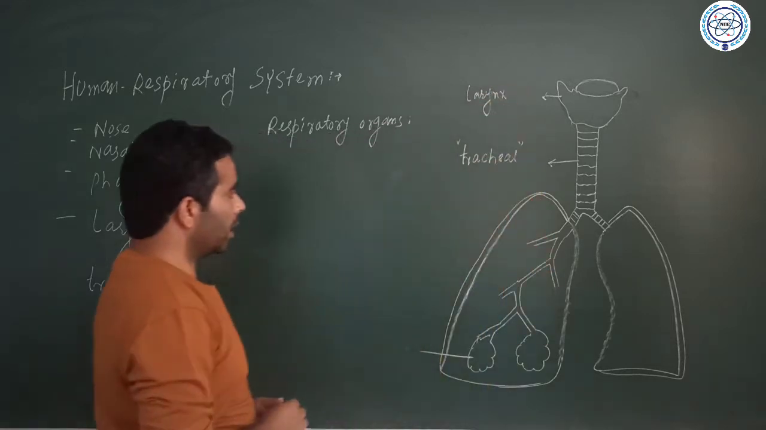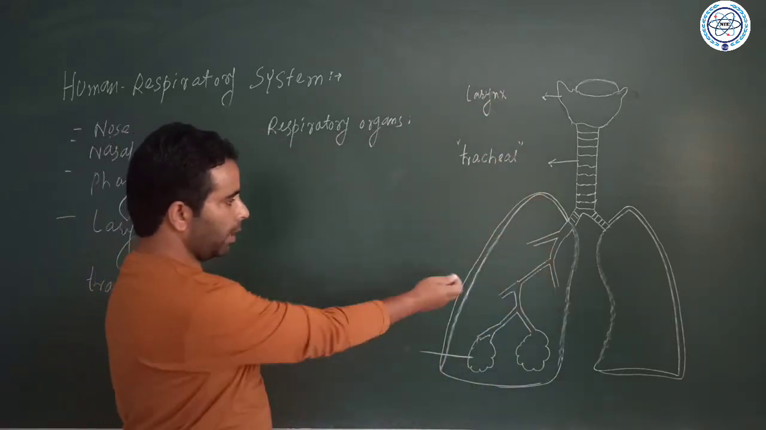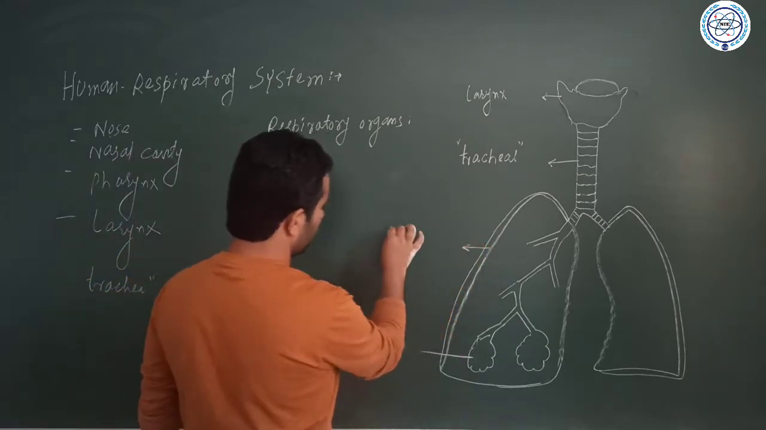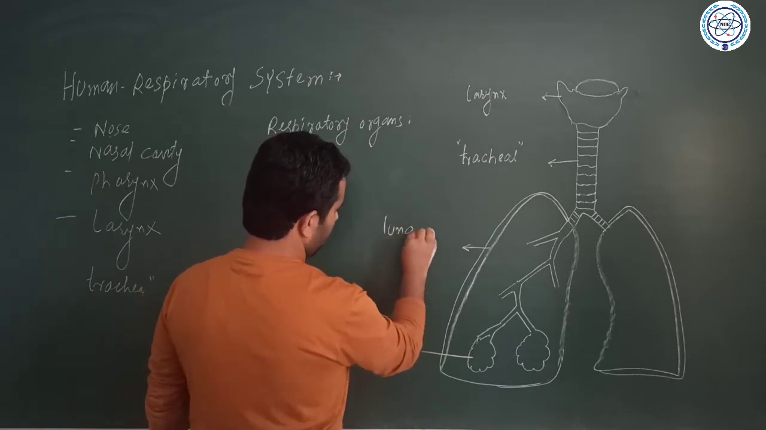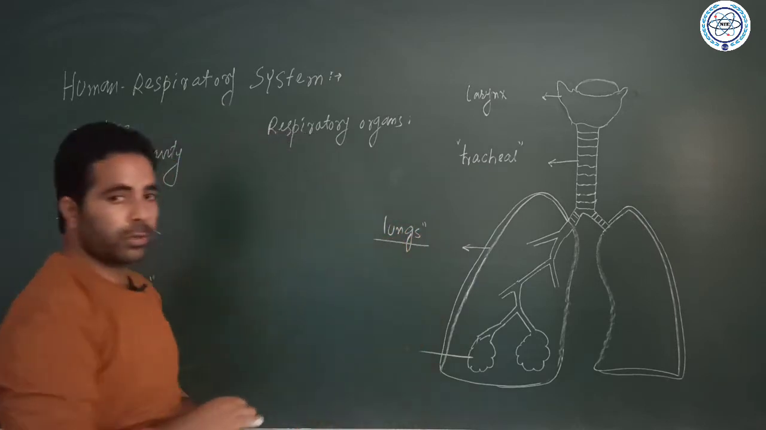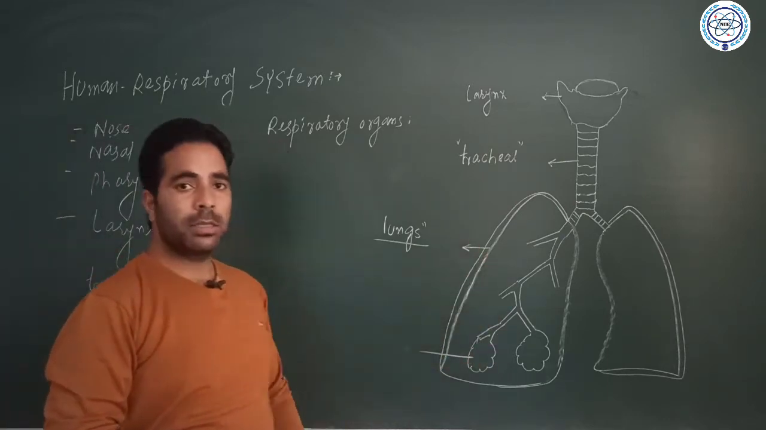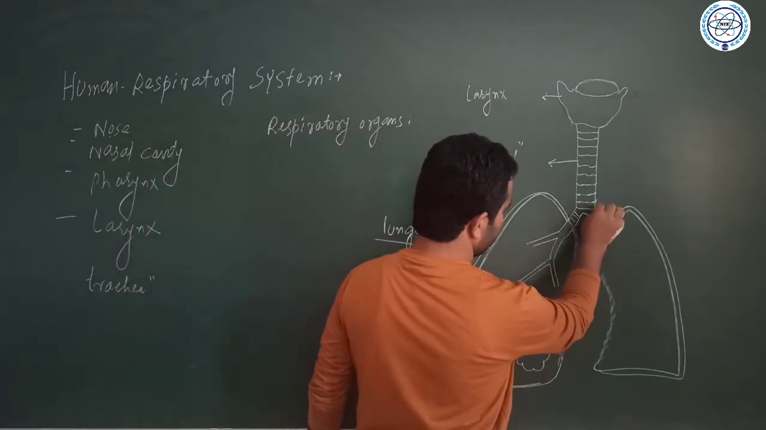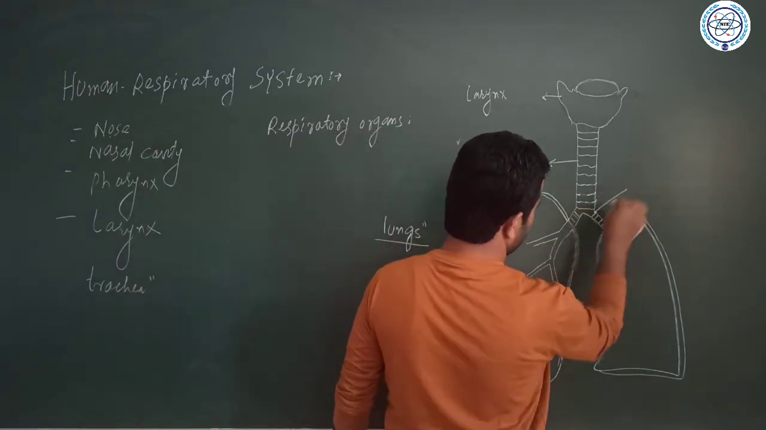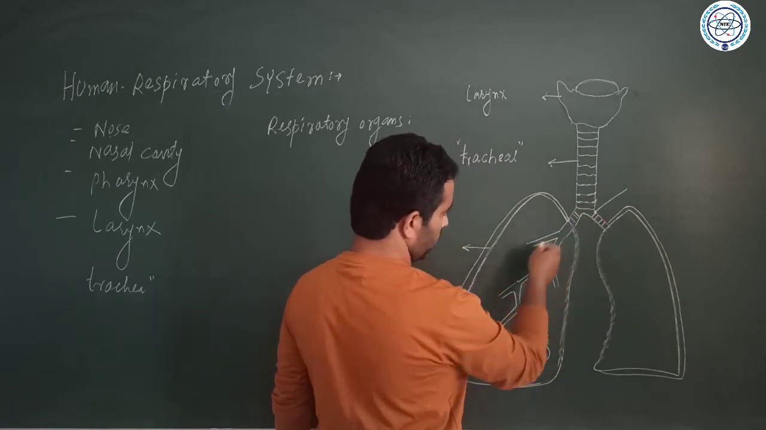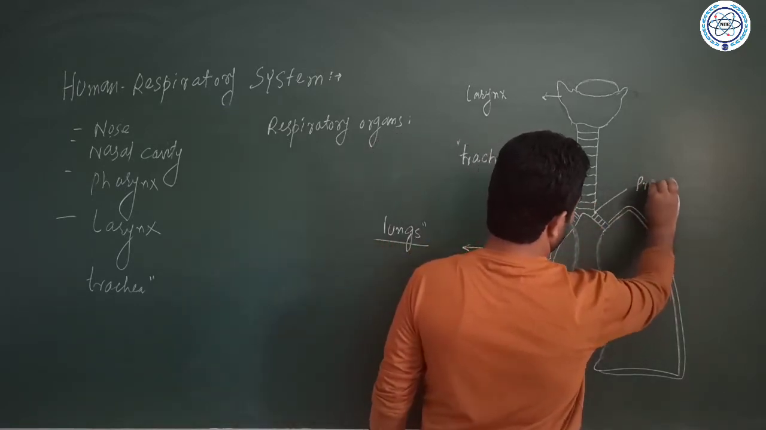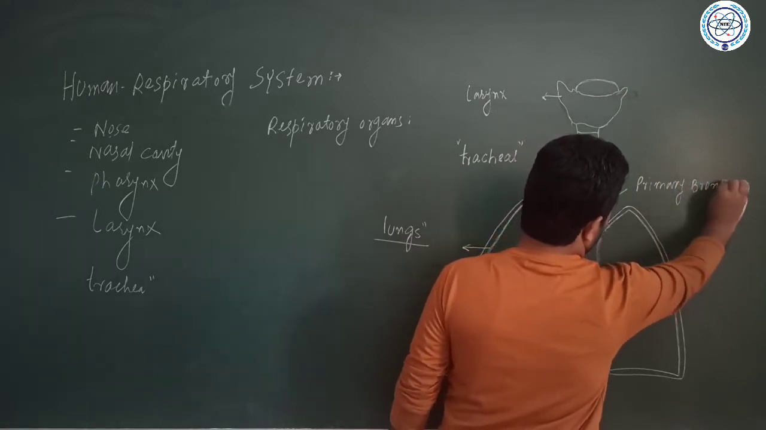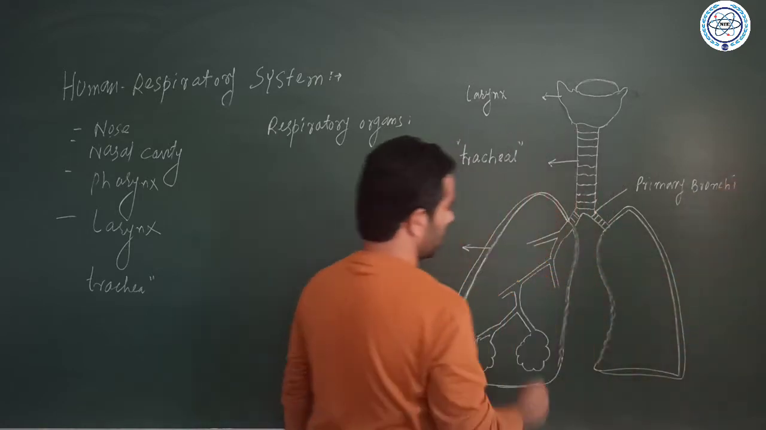Today we are going to discuss another part of this respiratory system, that is the respiratory organs, and you know the respiratory organs are the lungs. So today we are supposed to discuss the structure of the lungs first, and second the bifurcation of the trachea at its lower end. These two branches are called primary bronchi.